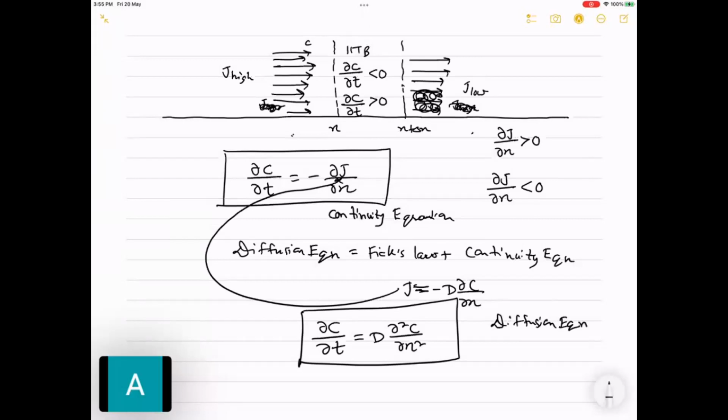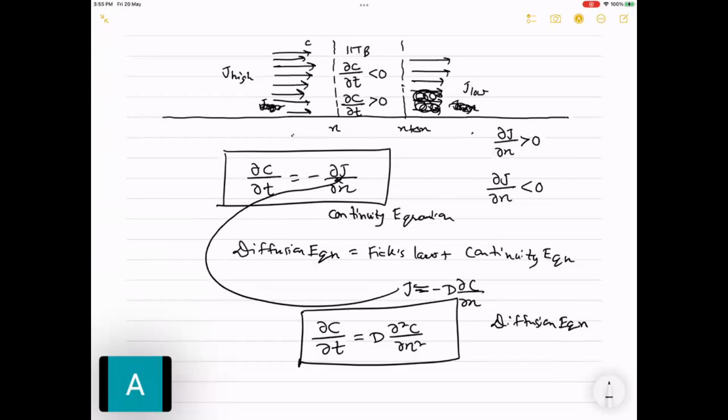We get a simple differential equation, and this equation is called the diffusion equation. But you see what it is relating? It is relating the change of concentration with respect to time, delta C by delta T, to the change of concentration with respect to space, which is delta C by delta X, right?